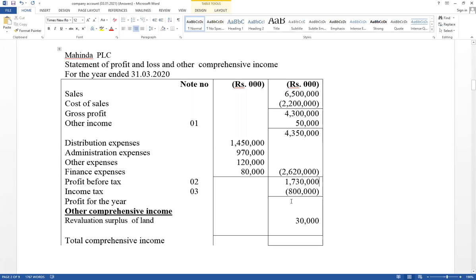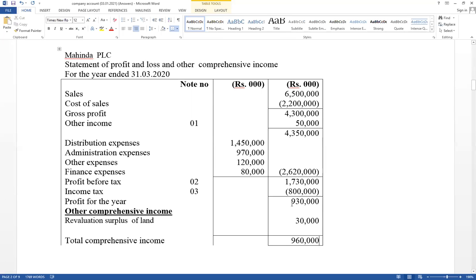From that value, income tax should be deducted. Therefore, income tax equals 800,000. Therefore, profit for the year is 930,000. Plus other comprehensive income. Therefore, total comprehensive income equals 960,000. This is the way you have to prepare the statement of profit and loss and other comprehensive income.